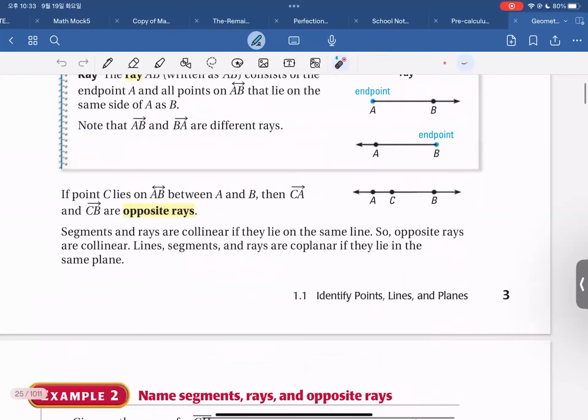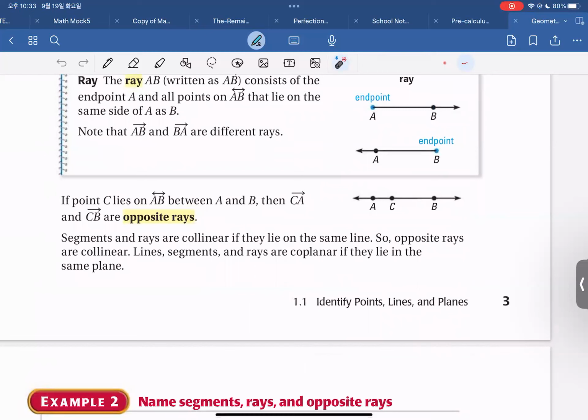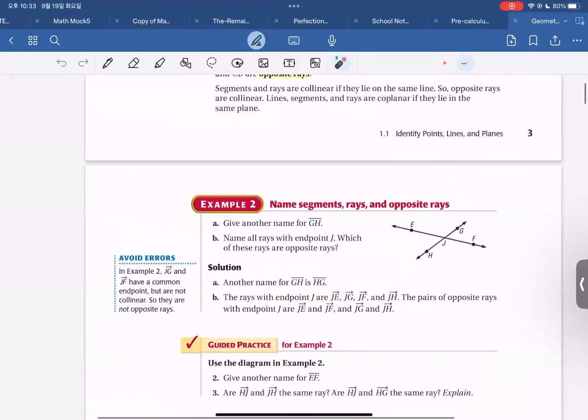But then what are opposite rays? Opposite rays are, for example, if point C lies on AB between A and B, then CA and CB are opposite rays. If you look at point C, which is between A and B, then CA going this direction and CB going this direction are opposites. And it's pretty clear because the arrows are going opposite ways, which shows an opposite ray relationship. So I think you can get these examples.